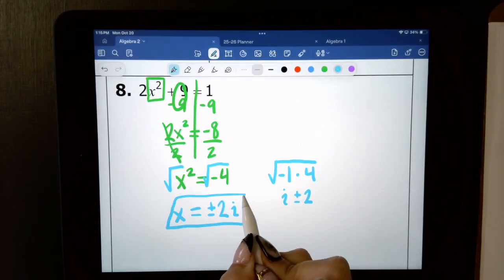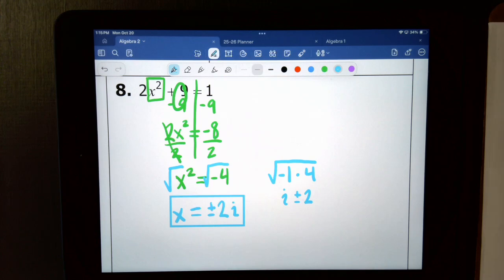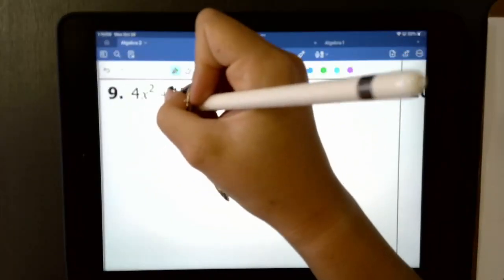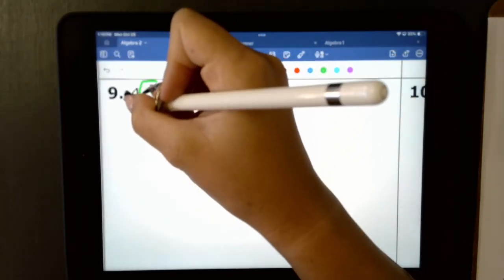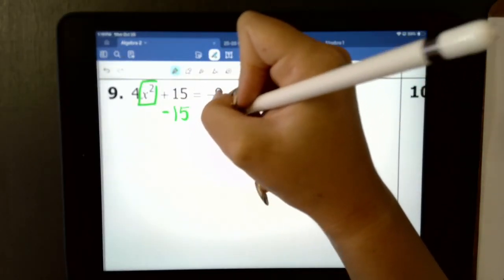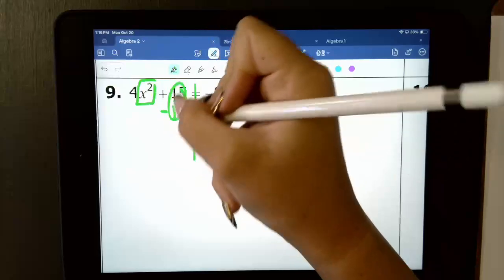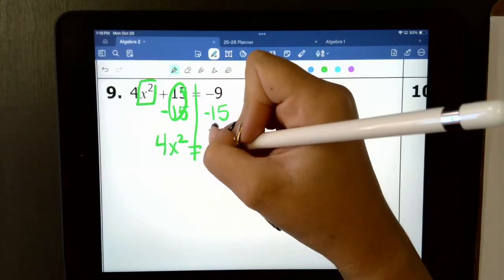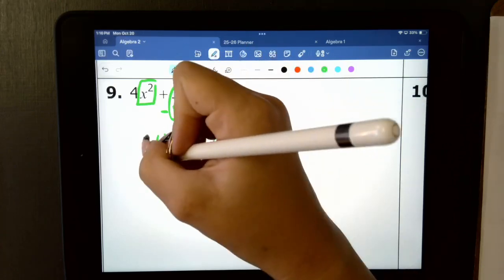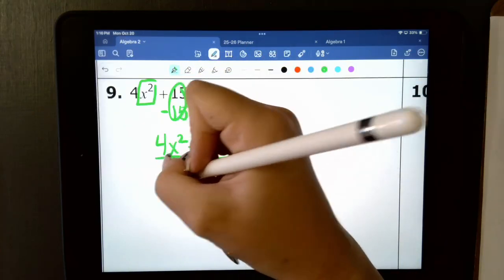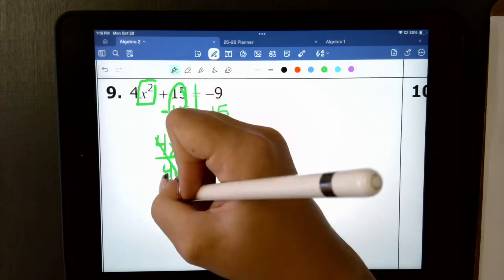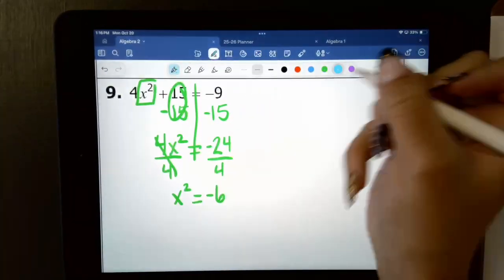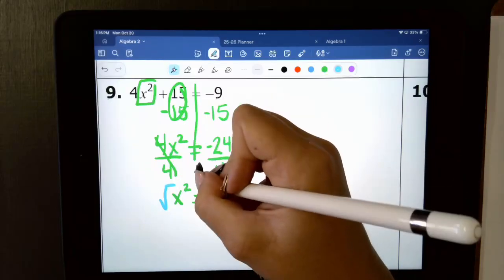Moving on. Our first step, we need to subtract 15 because we have to isolate the x squared. So that goes to 0. We're left with 4x squared equals what? Negative 24. Then we divide both sides by 4. So we're left with x squared equals what? Negative 6. Now, we take the square root of both sides.